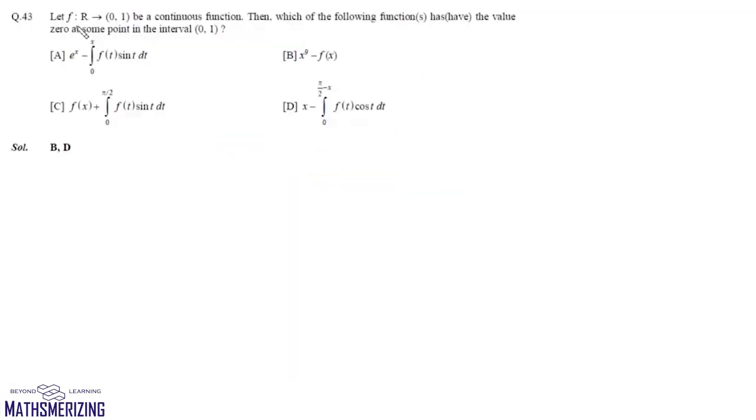Now here the question is, let f be a function defined from R to [0, 1], a continuous function, then which of the following functions have or has the value 0 at some point in the interval (0, 1). Now if we look at the function in this option A, e^x minus the integral from 0 to x of f(t) sin t dt.